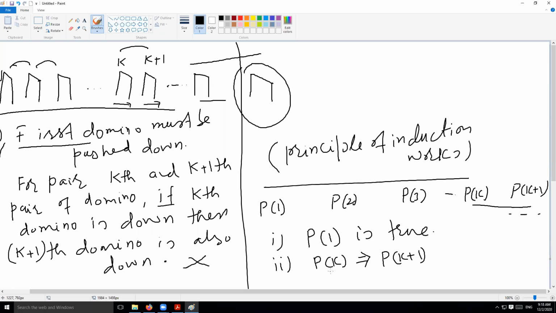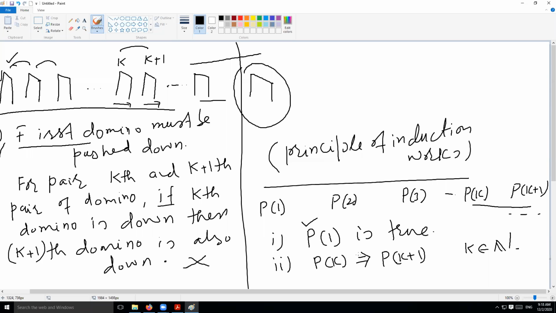The statement P of k implies P of k plus 1, no matter what k you take from the set of natural numbers actually. In other words, this first P of 1 is true is like pushing down the first domino, okay? And P of k implies P of k plus 1 means that every previous statement is implying the next statement actually.